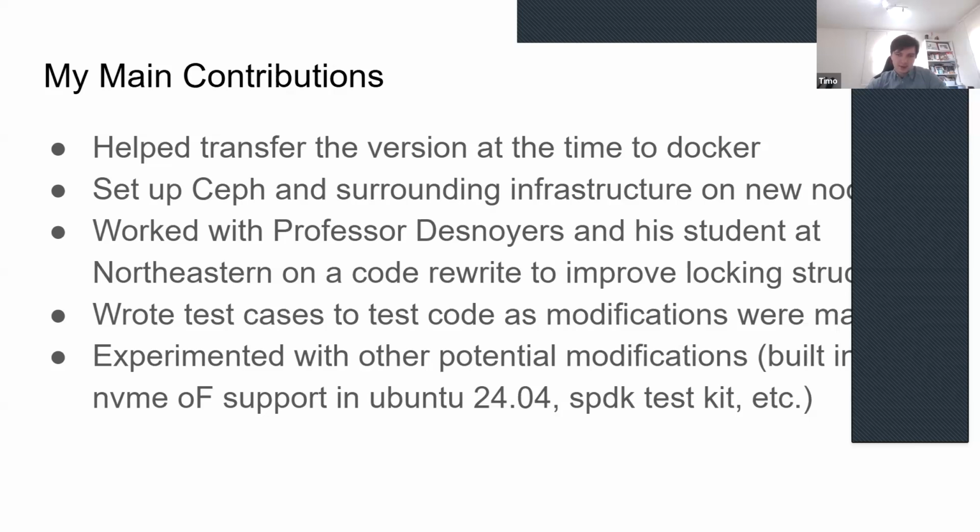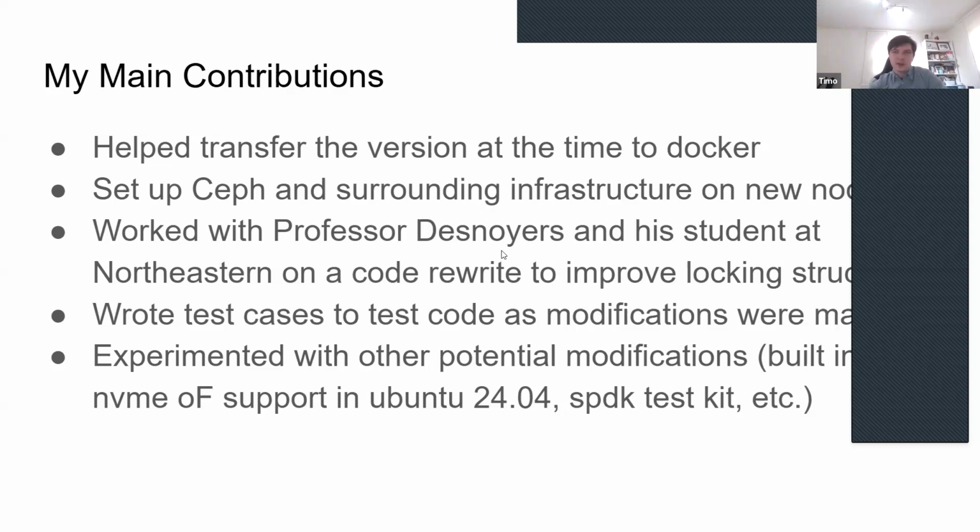I experimented with a bunch of other potential modifications. Basically, Oron and other people in the group would ask me to try different things. We tried to use a different protocol for the way it was working over the network, using the built-in NVMe over Fabrics support in Ubuntu 24.04. We also started to use the SPDK performance test kit, so I was able to do a lot of reading and experimentation with that.